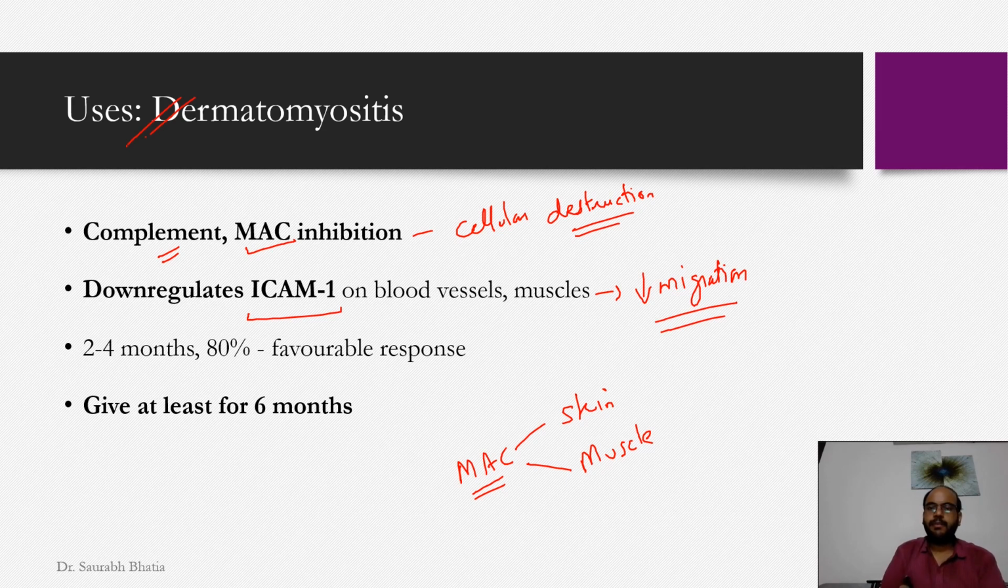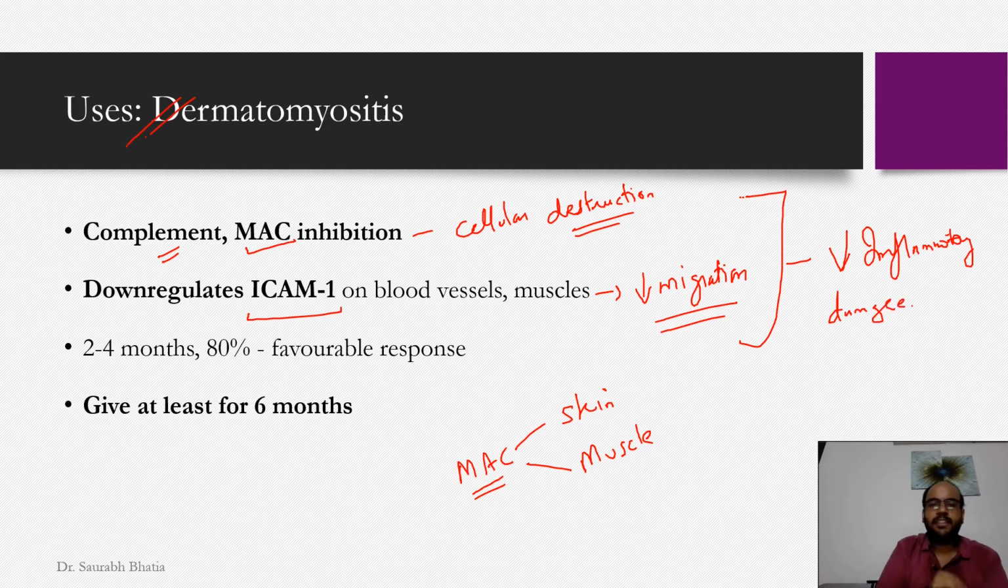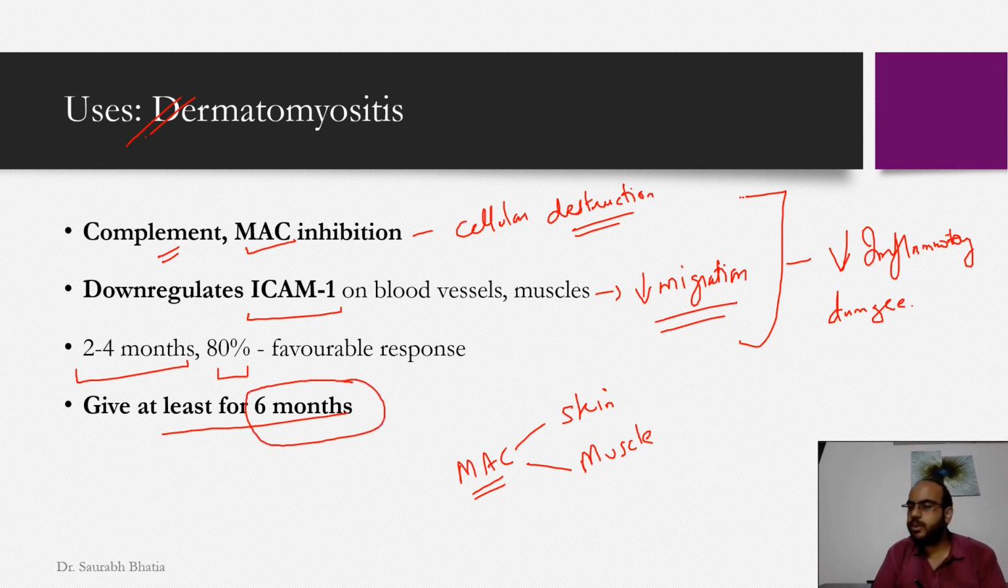Okay. So with both of these major mechanisms, what you are doing is decreasing the inflammatory damage. So that's how IVIg works in dermatomyositis. Roughly 2 to 4 months is required to see a favorable response in 80% of patients. 2 to 4 months means one cycle every month for 4 months. Okay, and give at least for 6 months. That means even after 6 cycles, if there is no clinical response, stop IVIg and consider something else. The IVIg is clearly not working.